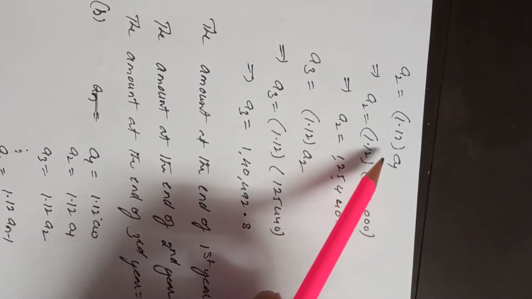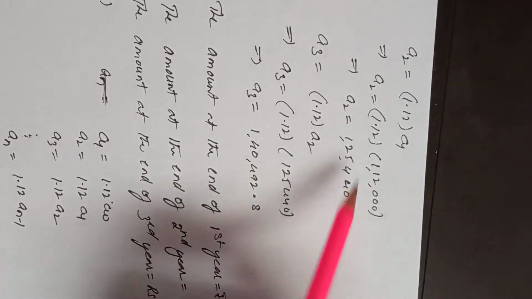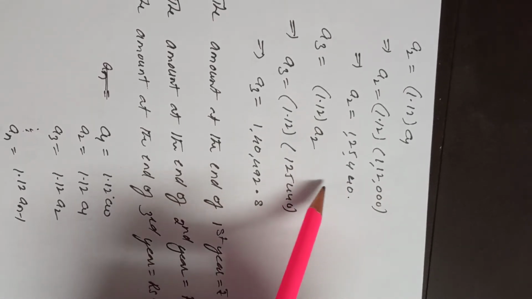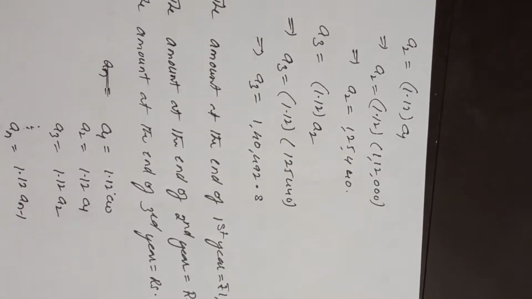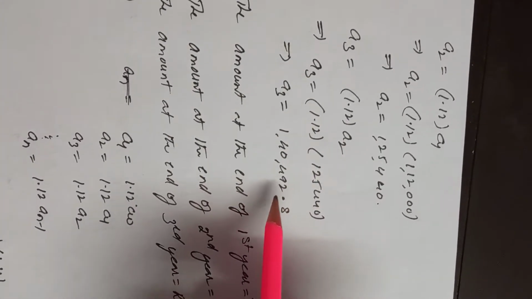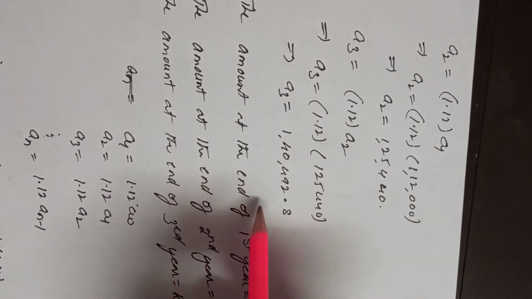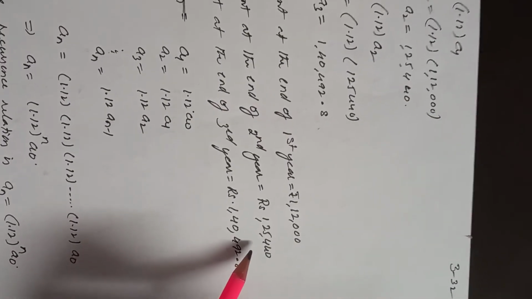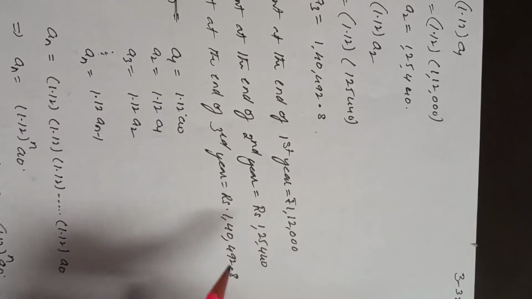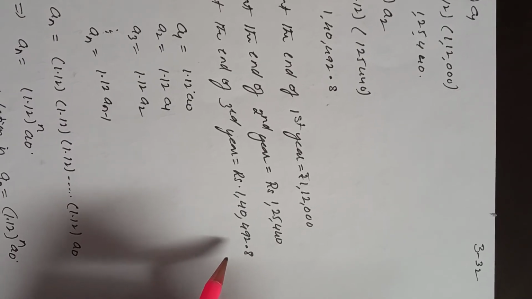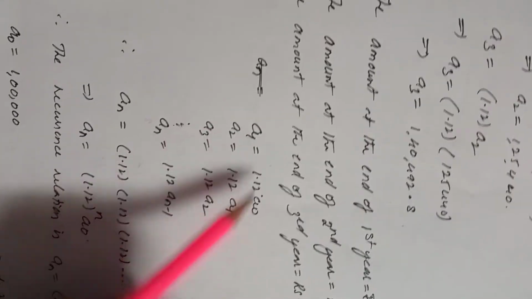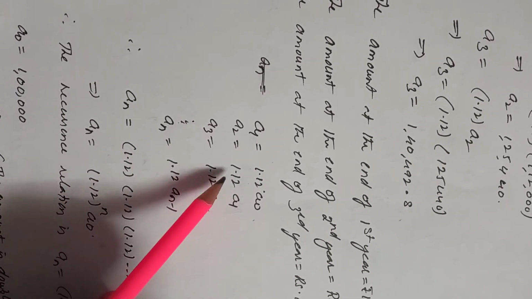Similarly, a_2 is equal to 1.12 into a_1. The a_1 value is 1,12,000. If you multiply, we will get 1,25,440. This is the amount we will receive after the second year. Similarly, a_3 is equal to 1.12 into a_2. If you substitute the a_2 value, you will get 1,40,492.8. Now, the amount at the end of the first year is 1,12,000, at the end of the second year is 1,25,440, and at the end of the third year is 1,40,492.8.